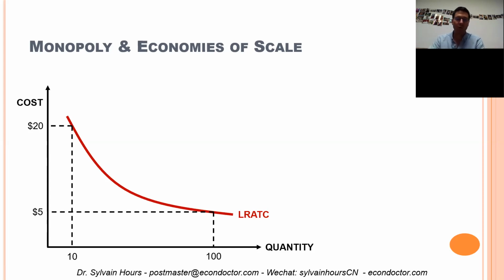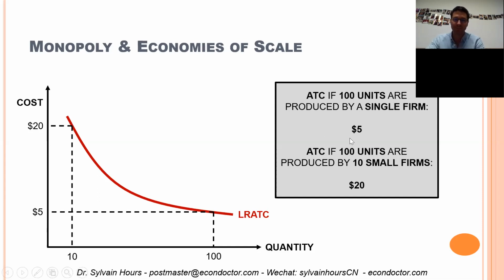Well, you see that if we just ask one business to produce 100 units, for this level of output, the ATC is $5. So the total cost of production will be $500. Okay. So that's the option that represents the monopoly. One firm produces the entire output.